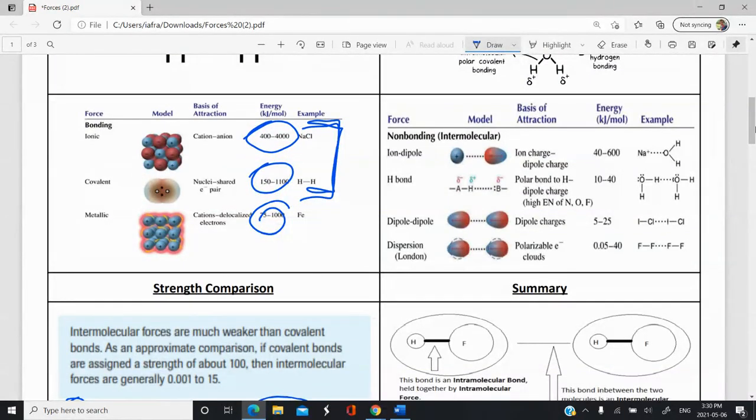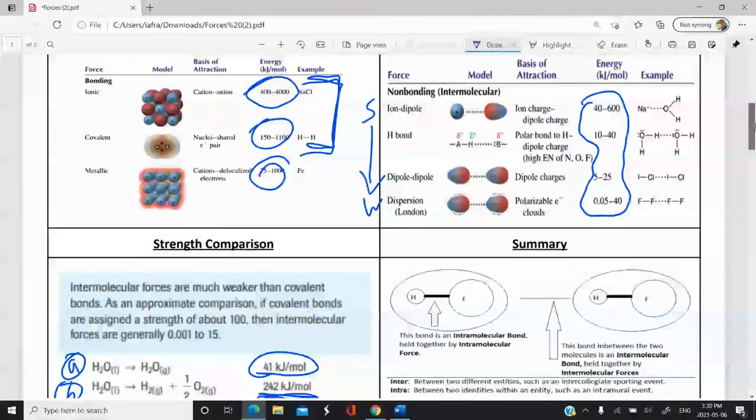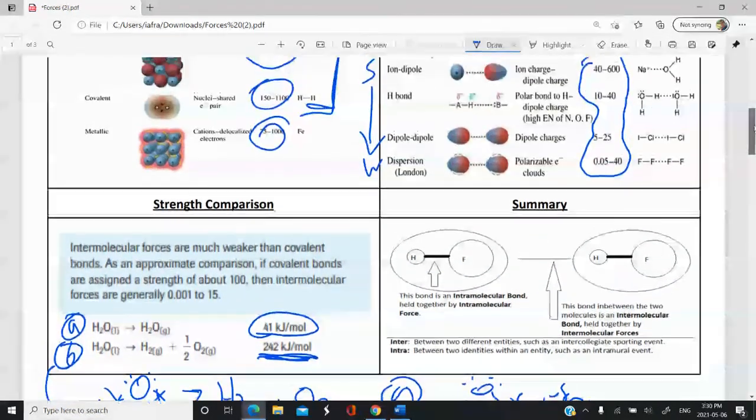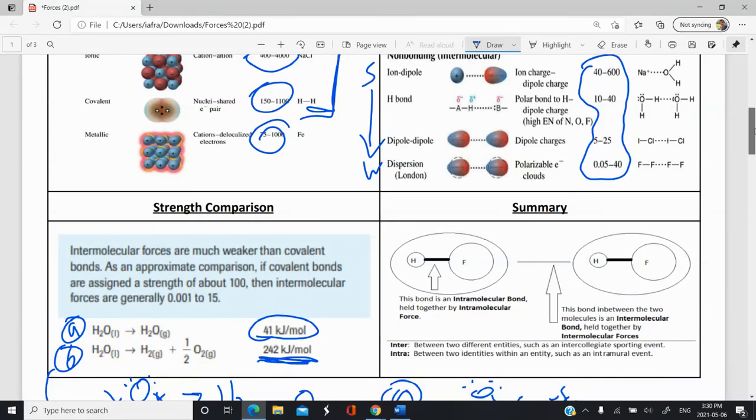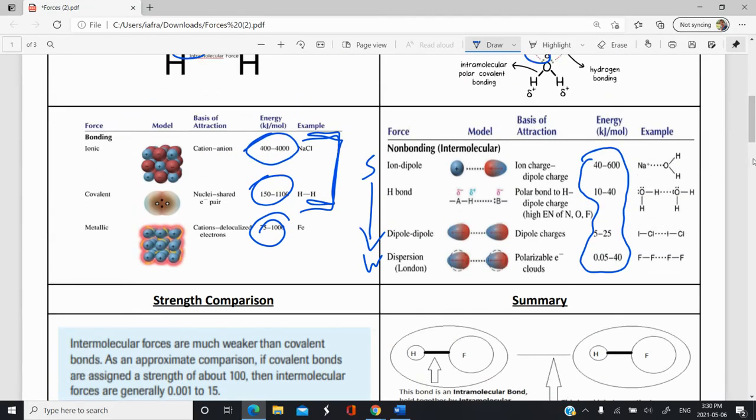Over here, you can see a summary of the different types that exist. So the ion-dipole, H-bond, dipole-dipole, and dispersion. You can see the energies required to break them, which gives you a sense of their strength overall. And they're actually arranged from the strongest to weakest that way. So you can come back to that table after we're done going over this lesson to see that you understand all the concepts there, and you have examples given to you as well.